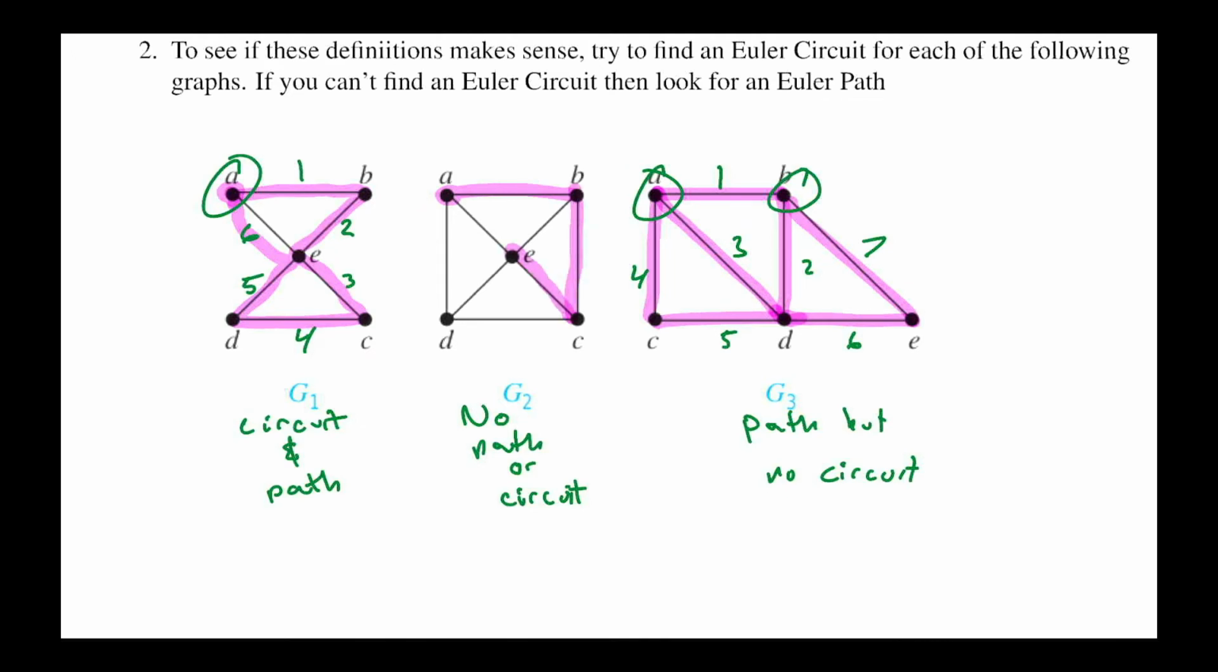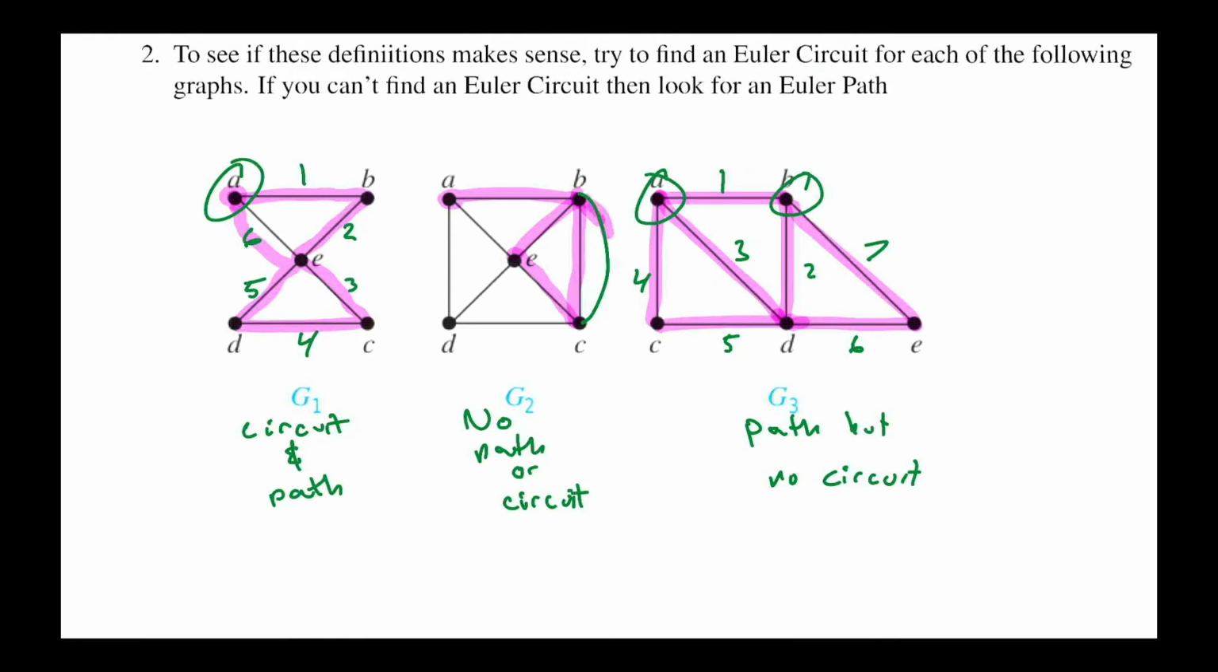The problem is I can never go from E to B, because if I go from E to B, there's no edge to leave on. So if there was an extra edge from here going somewhere else, then I'd be fine, because I could go to B and then I could leave B on this extra edge. But I can't leave on this extra edge if there is no extra edge. So that's the problem.